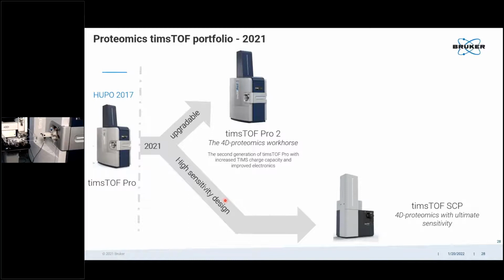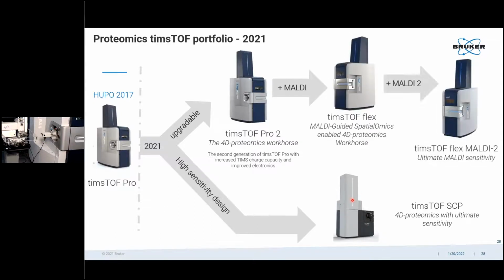Okay, so finally, just a quick update on our timsTOF products. Many of you may remember the original timsTOF Pro launched back in 2017. Last year, over the summer, we launched an upgraded version of the system, the timsTOF Pro 2, which, by the way, you can upgrade a timsTOF Pro to if you wish. But at the same time, we also launched a new timsTOF we call the timsTOF SCP, which is really designed and developed for ultra high sensitivity proteomics. Any sample where you're really limited on the amount of sample you have, so single cell proteomics, immunopeptidomics, etc.